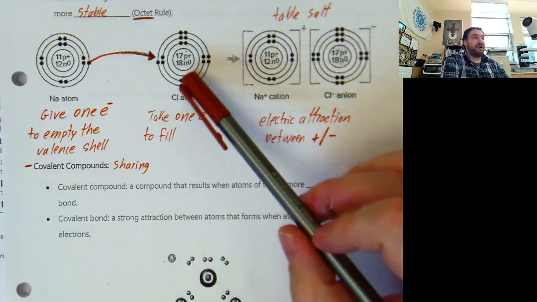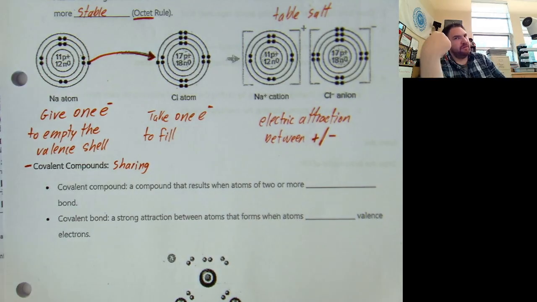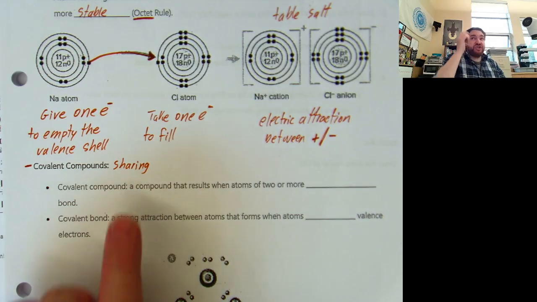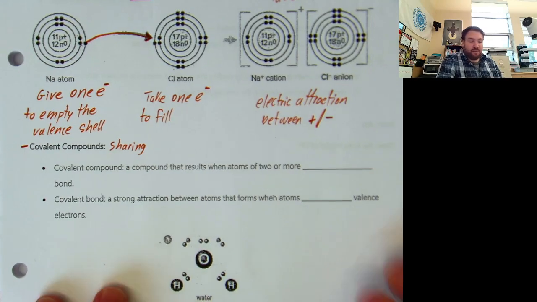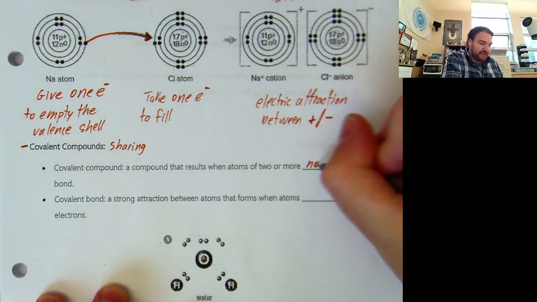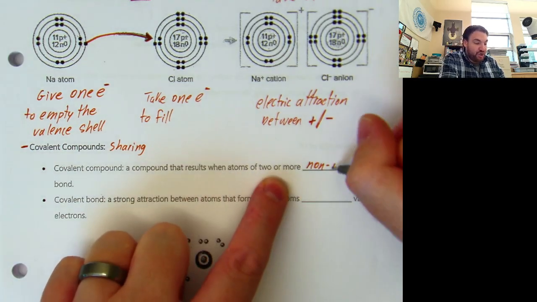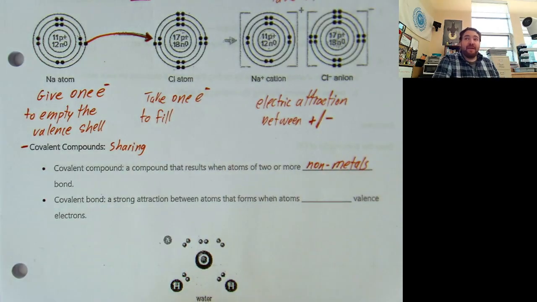But if you've got a bunch of chlorines and this chlorine says, I want, and this other chlorine says, I also want, now we have an issue. So covalent compounds, the sharing only ever happens between nonmetals, and that's what this blank is right here. A compound that results when atoms of two or more nonmetals bond. Because the nonmetals want to gain electrons. All nonmetals want to gain electrons.